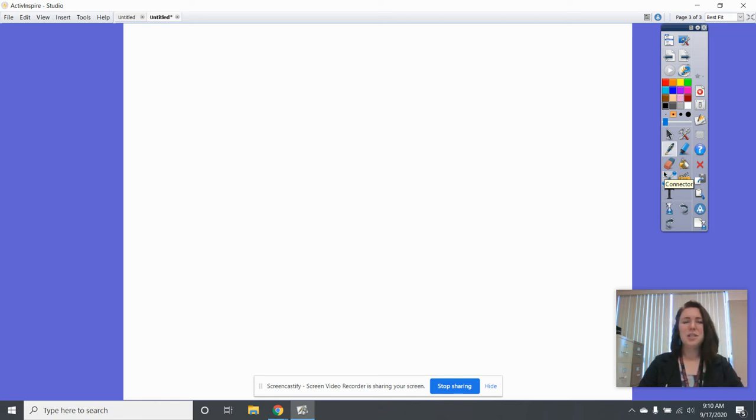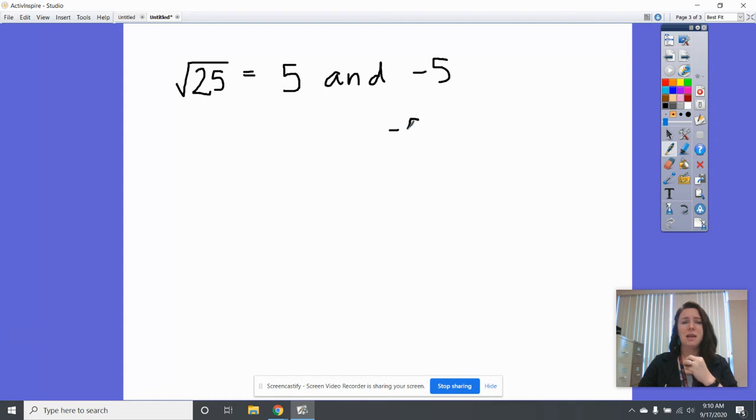Hi, right now we're going to talk about other types of roots. So we already know that a square root means what number times itself equals that number. For example, the square root of 25 means what number times itself equals 25. The square root of 25 is 5 because 5 times 5 is 25. It is also -5 because -5 times -5 also equals a positive 25.